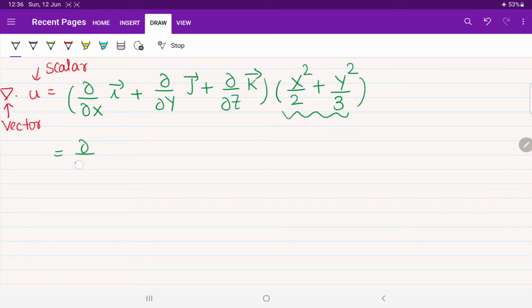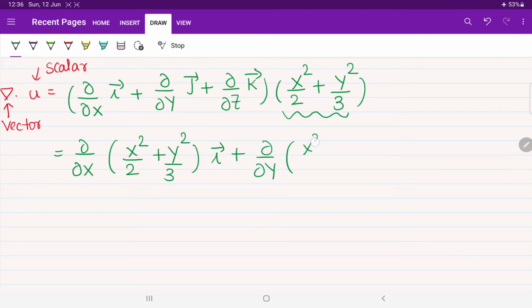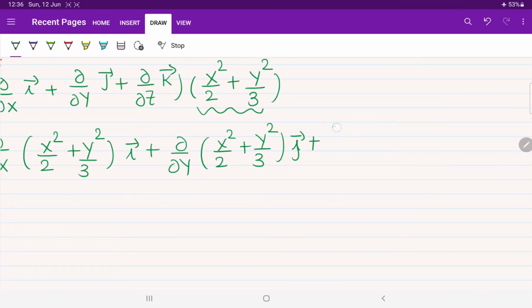So if I open up the bracket, it can be written as dou by dou x of (x square by 2 plus y square by 3) into i vector, plus dou by dou y of (x square by 2 plus y square by 3) into j vector, plus the last quantity dou by dou z of (x square by 2 plus y square by 3) into k vector.